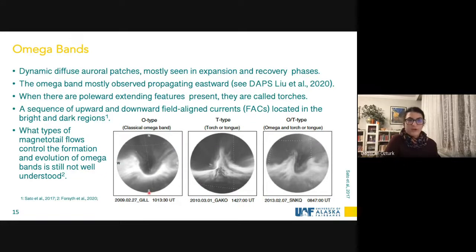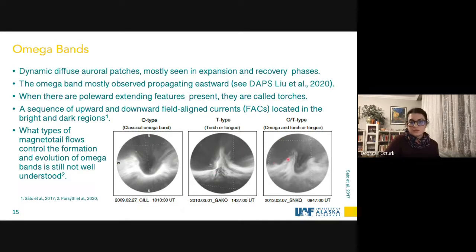The third type of dynamic aurora that I want to talk about is the omega bands. If you can follow my mouse, they are inverse or reversed omega shapes, as you can see. They have three different types. So this one is the O type, the classical omega band. Here you can see two of them next to each other. So what happens is that where they join, these two omega bands form a torch, basically a north-south aligned brightening. This is called the T-type omega bands.